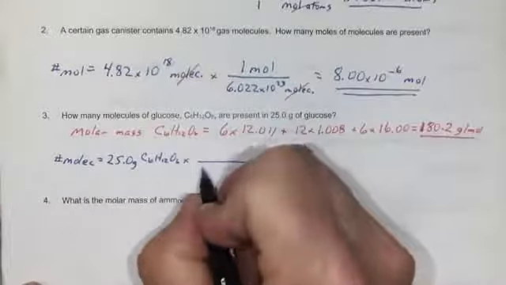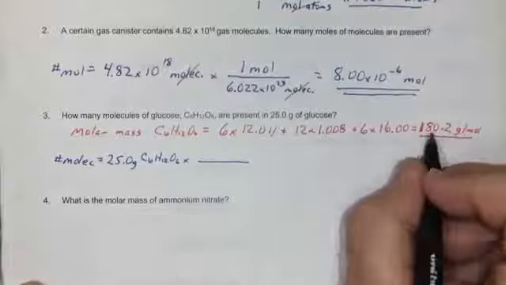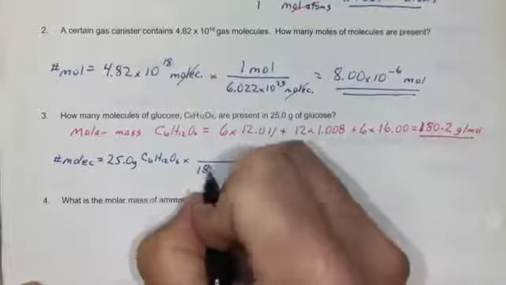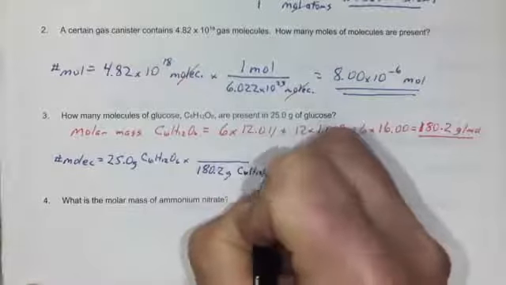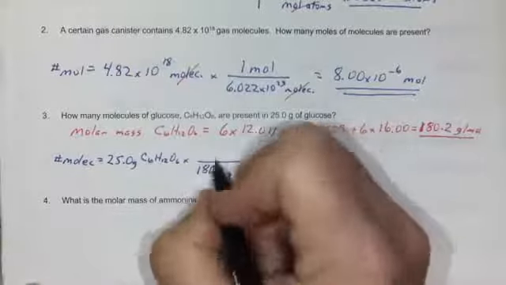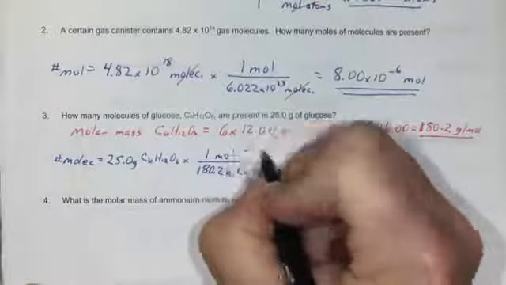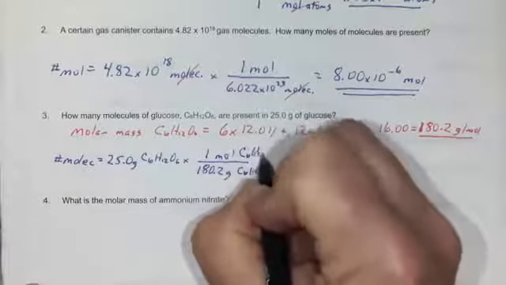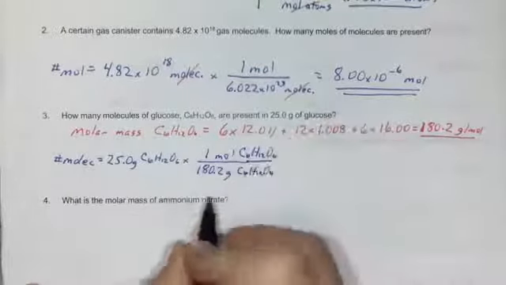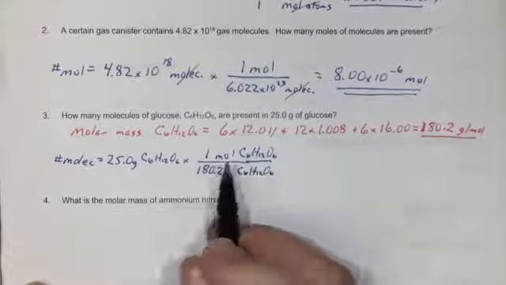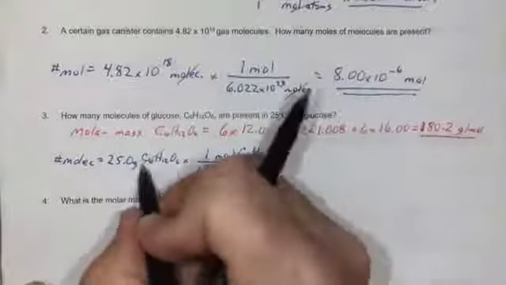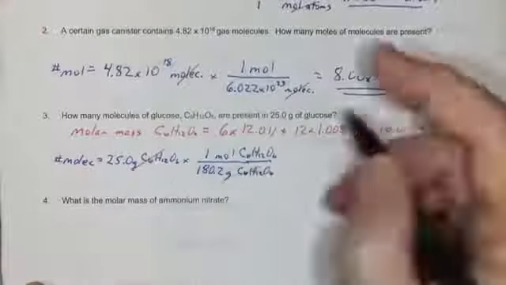The molar mass of glucose, we just determined back here, is 180.2 grams of C6H12O6 for every 1 mole of C6H12O6. So that's the molar mass. We got it off of the periodic table. Always go from grams to moles using the molar mass. So the grams of glucose cancels, and now I have it in moles of glucose.